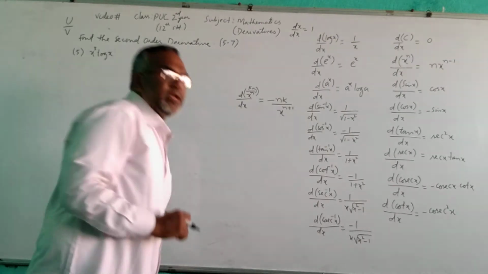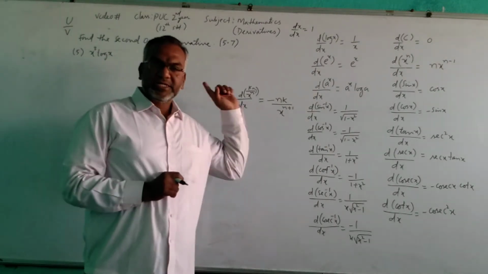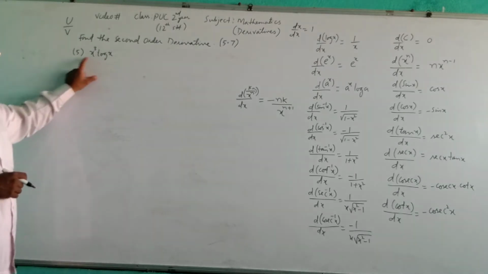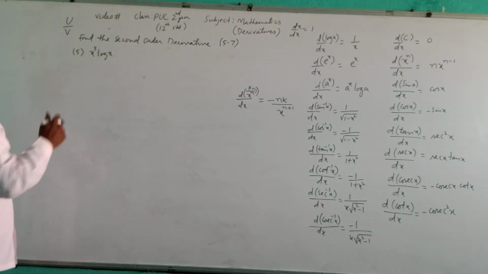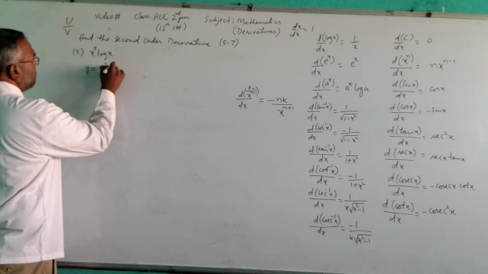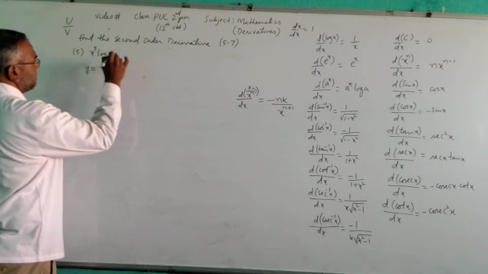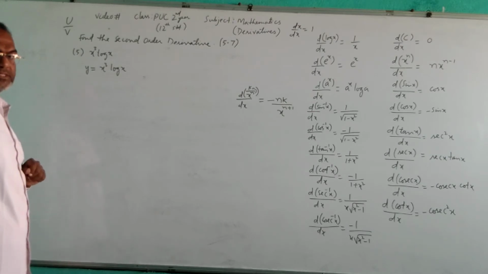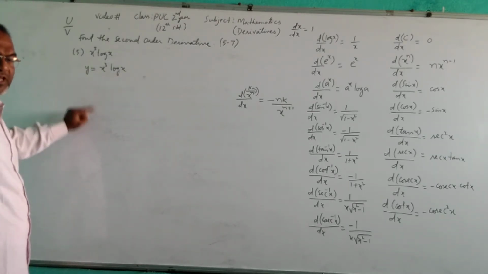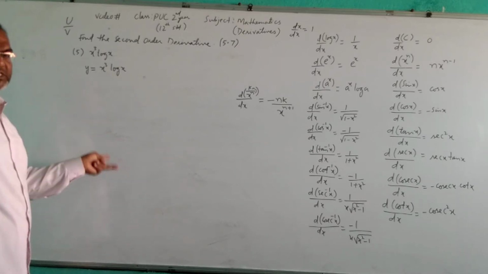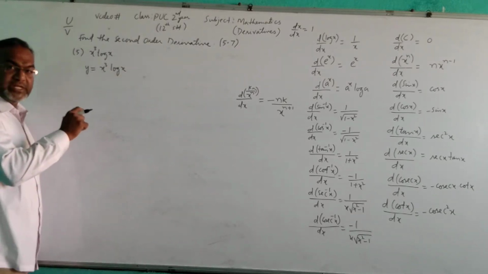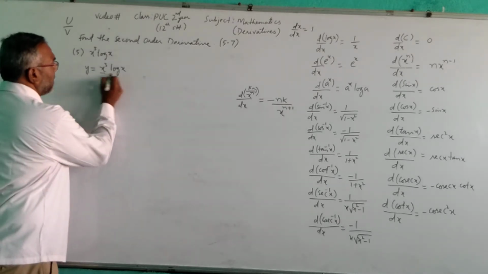So the next question is x cube log x. Fifth question, x cube log x. Now we have to differentiate this. Take this as y is equal to x cube log x. Now, differentiate this with respect to x, that will give us the first order derivative. Differentiate again, that will give the second order derivative. Right, so differentiate it, again this is in product rule, right?